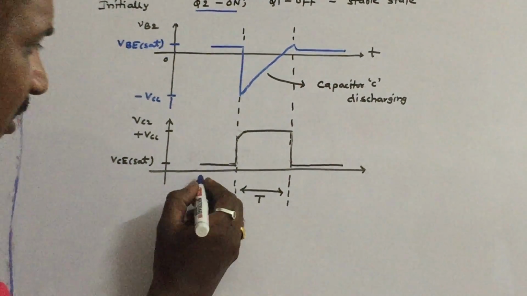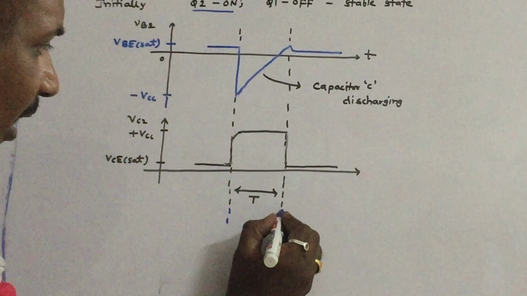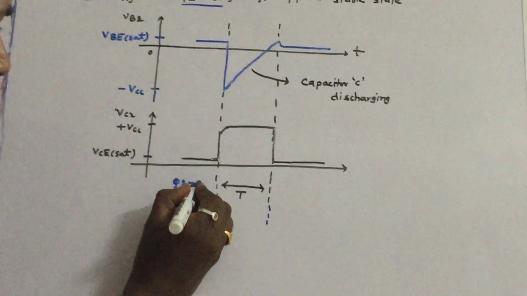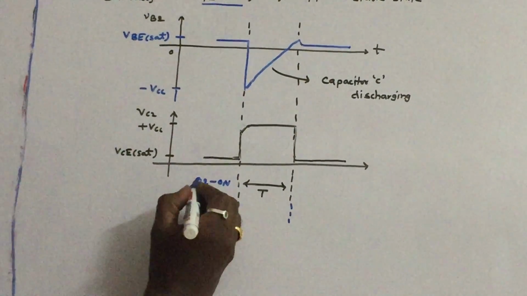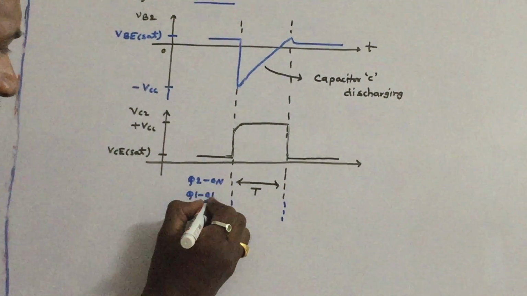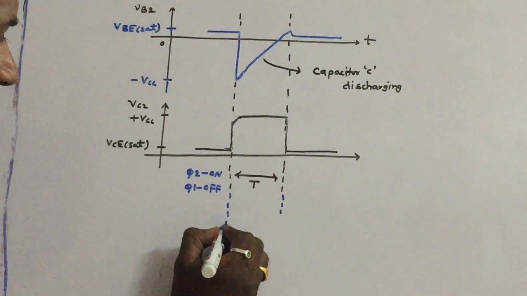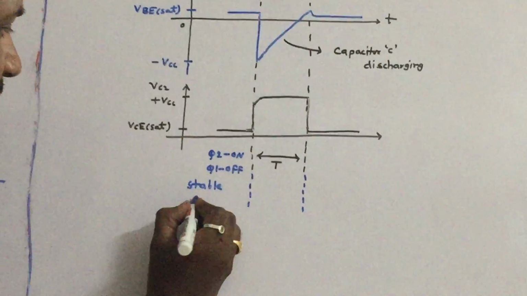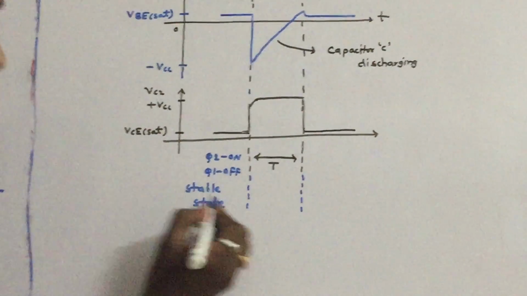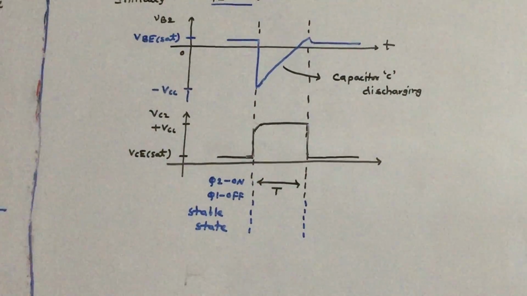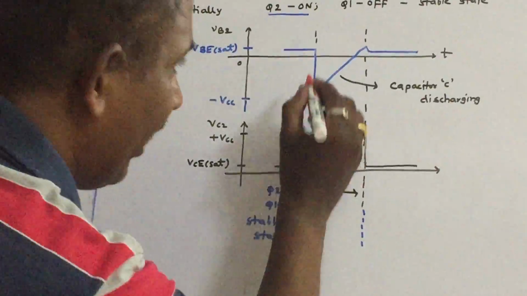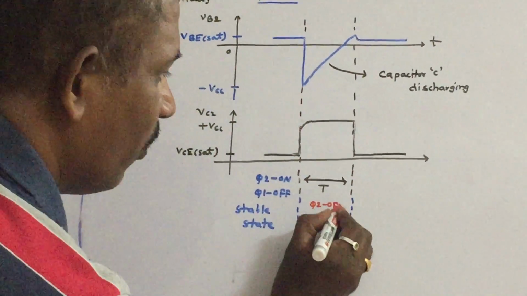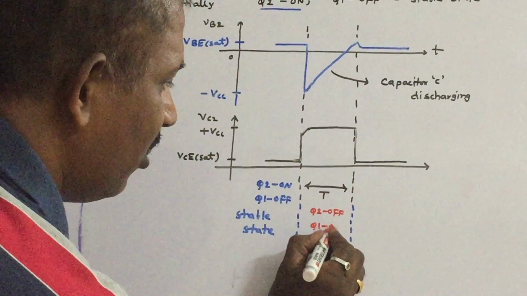So what is the status? Initially Q2 is in on condition and Q1 is in off condition. So this is the stable state of the circuit. In this region, when negative trigger pulse is applied, Q2 is switched off. So therefore Q1 is turned on.